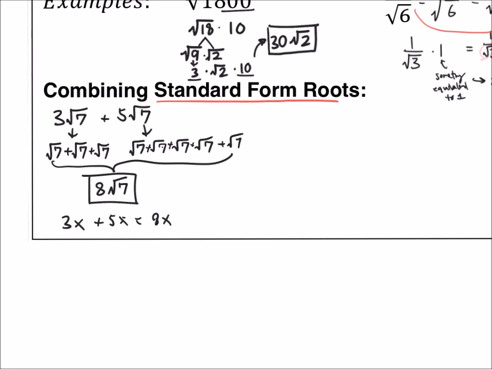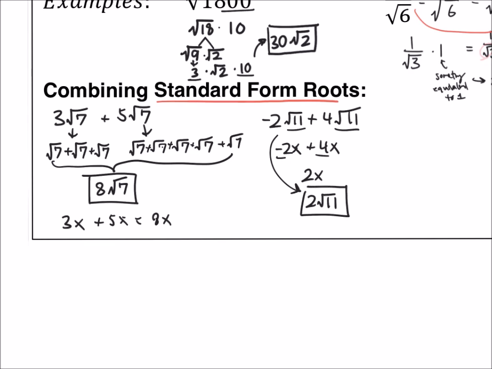Here's another example. Let's say we have negative 2 square root of 11 plus 4 square root of 11. Now, we can think of it as negative 2x plus 4x. They are sort of like terms. You just add the front two numbers together. Negative 2 plus 4 is positive 2, 2x. But here we have radical 11, so negative 2 square root of 11 plus 4 square root of 11 will end up giving you 2 square root of 11 as an answer.